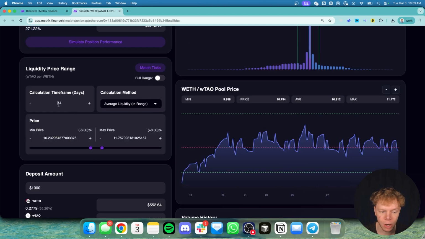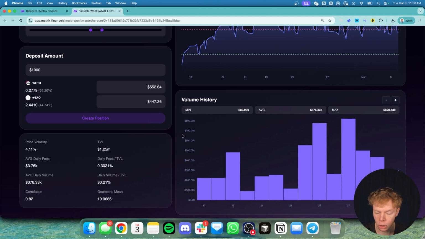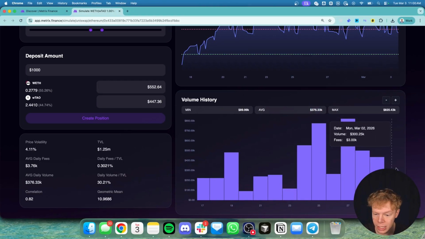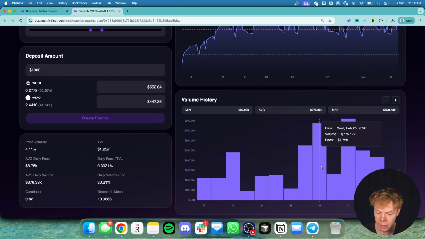So first off, you want to adjust your calculation time frame. Look at the past 14 days of volume and ask yourself, is this consistent? The way you can determine that is by looking at the average. The average daily volume is $376,000 per day. Recent days, we are doing 300,000, 434,000, 499,000. So I would say yes, this is consistent. Even in the recent days, we have inclined a little bit, meaning we could actually get a little bit higher.